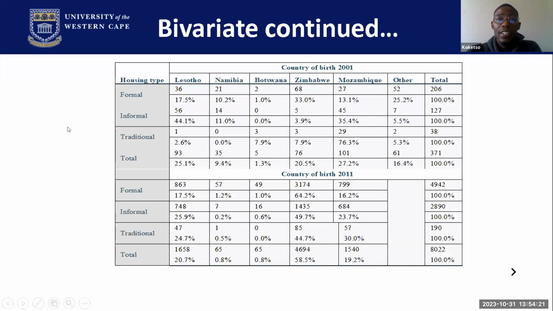Now, in country of birth, the data shows us that most African female migrants who live in formal housing are likely to come from Lesotho, whereas those who live in informal housing are also likely to come from Lesotho. However, in 2011, there's a huge change where most of the African female migrants who are likely to live in formal and informal housing, respectively, are from Zimbabwe.